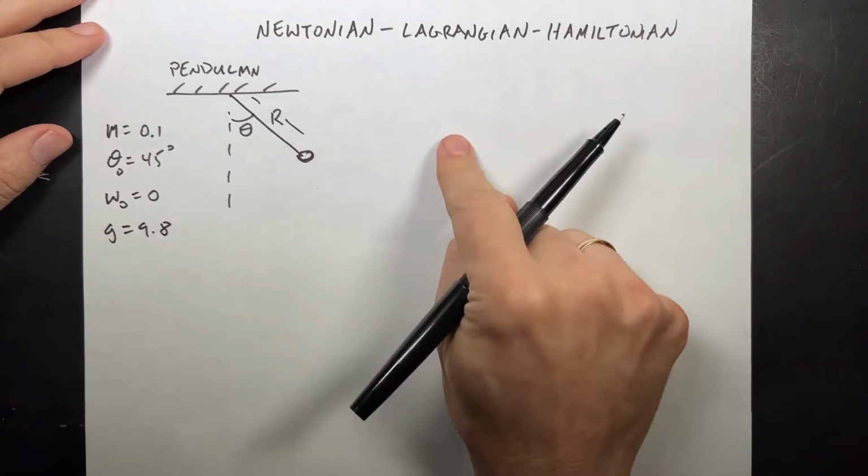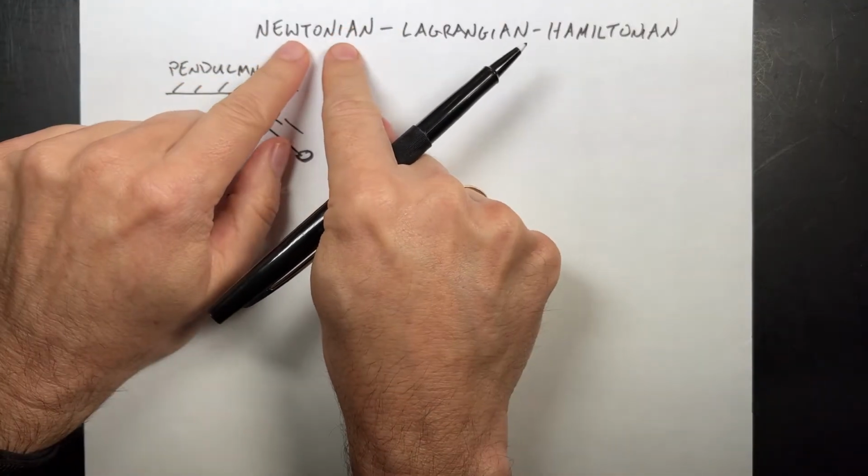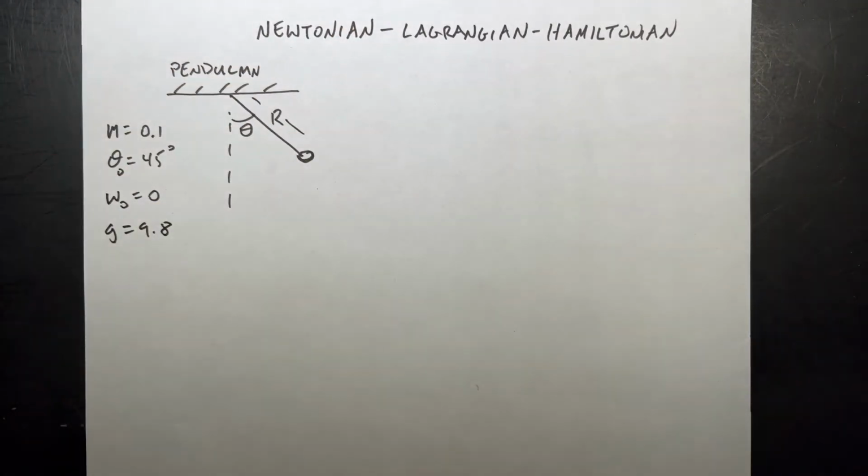We want to take a look at really the Hamiltonian. I've done a lot of Lagrangian stuff. I've done a lot of Newtonian stuff. And I think the best way to think about and really get a feel for Hamiltonian mechanics is to do a problem 3 different ways.